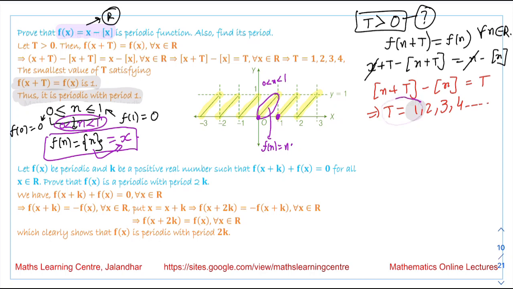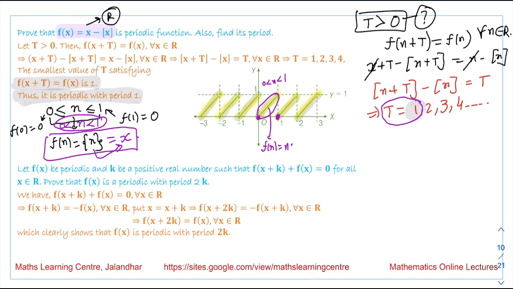Now we know that this function is periodic with period 1. It means this is the graph in this region, then at 1 again the same graph will be there. Then again after moving 1 unit on the x-axis, the graph will be the same. Similarly on the left hand side, and we obtain that the graph of this function is of this shape or this form.